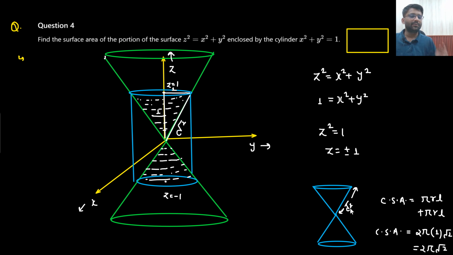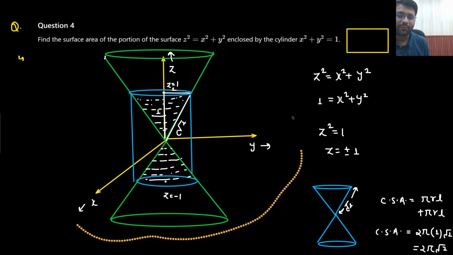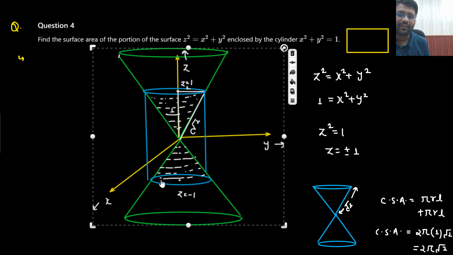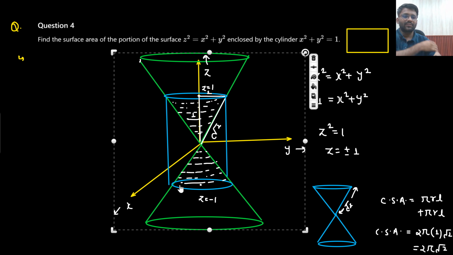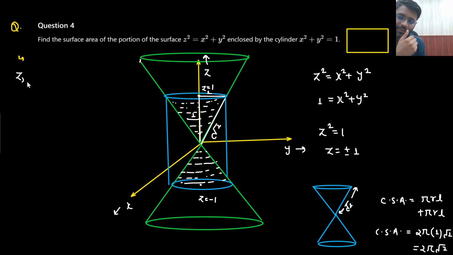So this is with respect to the class 9, 10th concept we have solved. Right now, what we need to solve is with respect to calculus. For that, we need to find out the factor which is under root 1 plus zx square plus zy square. So for that, let's find out the value of zx. First of all, let me write down the value of z. Z is nothing but under root x square plus y square.